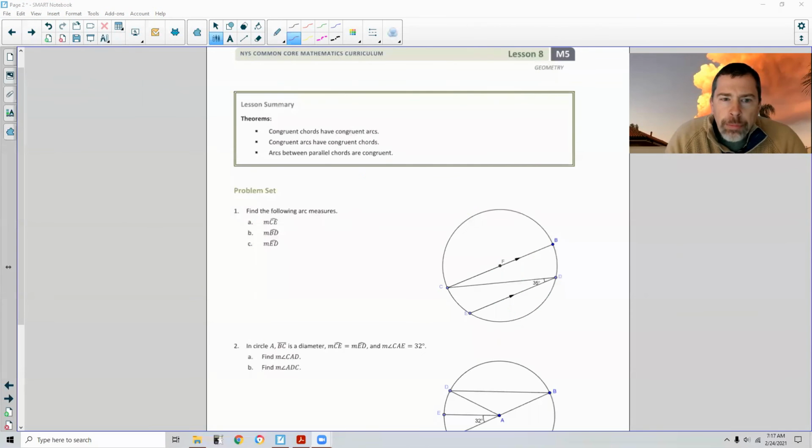Okay, page 4 brings us to the end of lesson 8. Review the lesson summary on the theorems and go do your problem set.